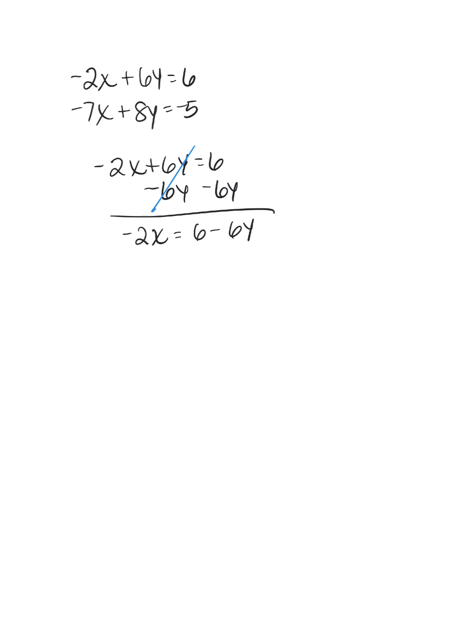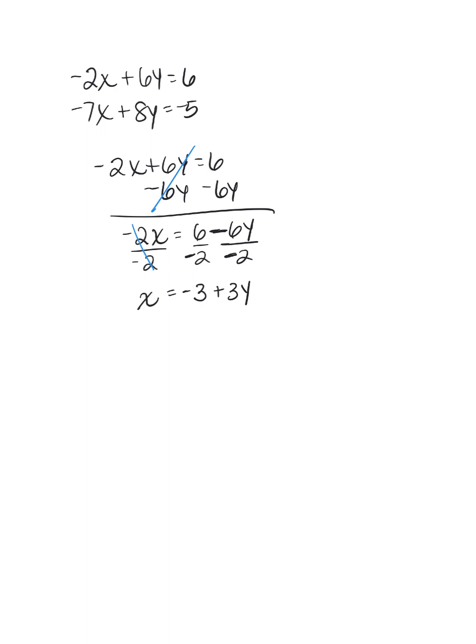Now, in order to isolate my x, I'm going to have to divide every term by -2. Don't forget, this subtraction is attached to the 6y. All right, -2 divided by -2, that cancels out. That leaves us with x, which is isolated, which is exactly what we wanted. Now, 6 divided by -2 is -3, and -6 divided by -2 is positive 3y. Okay, voila, we have isolated the x.